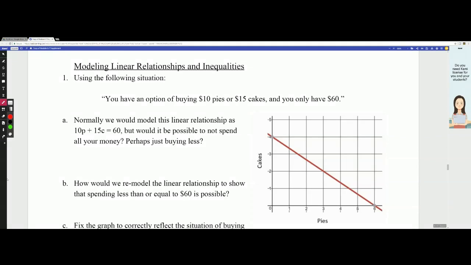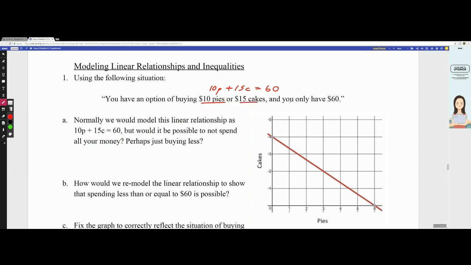Hi guys, so we're going to be going into modeling linear relationships and inequalities. So let's look at the situation. You have an option of buying $10 pies or $15 cakes, and you only have 60 bucks. So again, we have $10 pies and $15 cakes, and we only have $60.